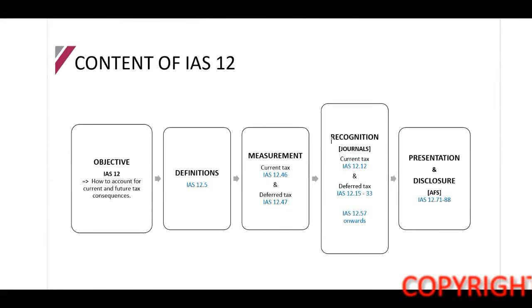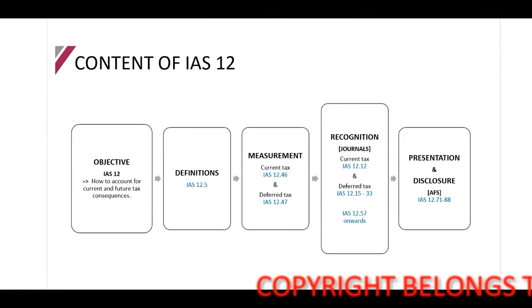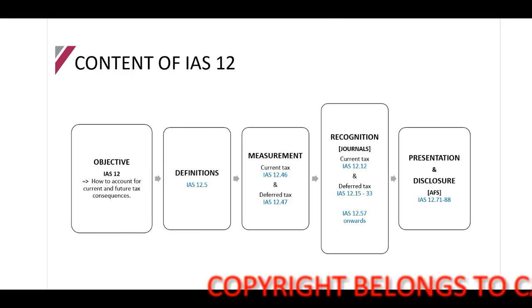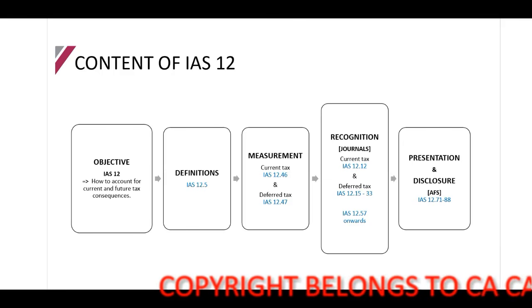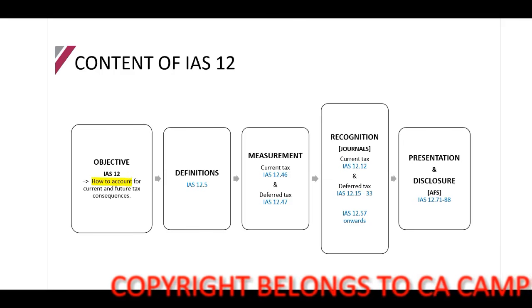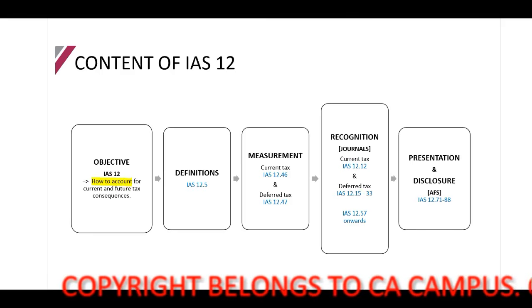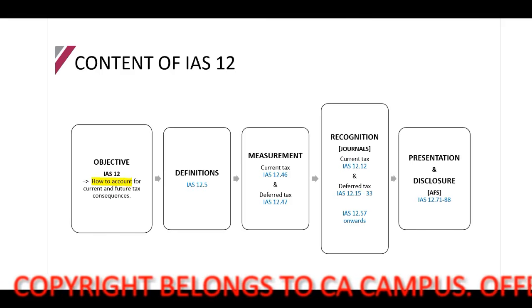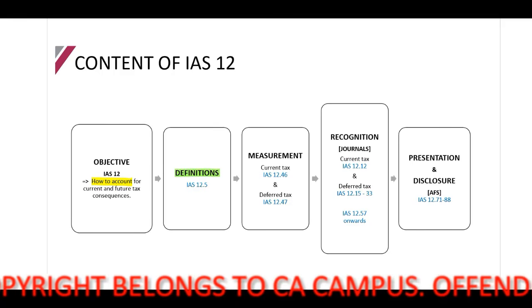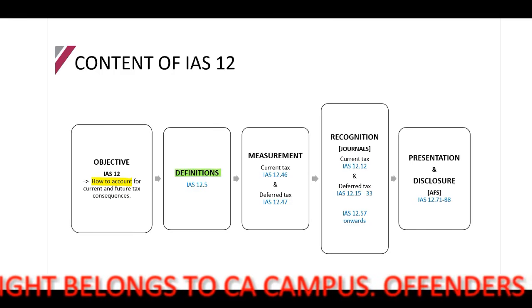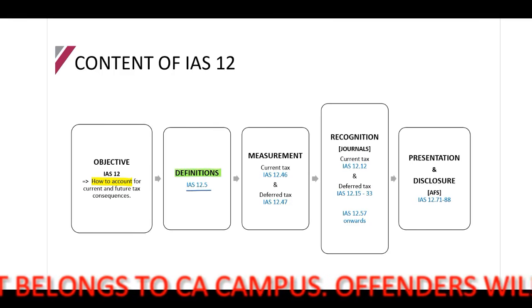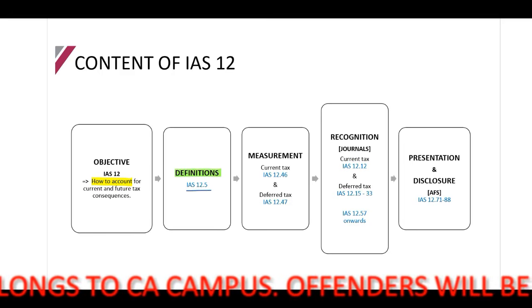Now I'm going to take the fluff out of the standard and we are going to focus on basic important principles in this lecture. The objective of IAS 12 is to indicate to us how to account for current and future tax consequences. I will cover the definitions throughout the lecture, but you can also view IAS 12 paragraph 5 in terms of the detailed definitions.